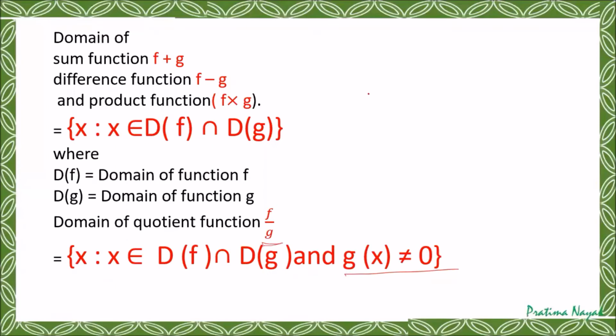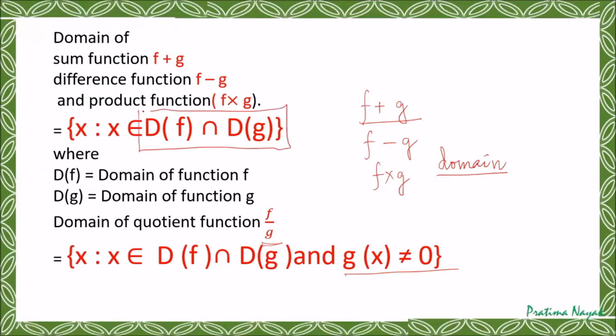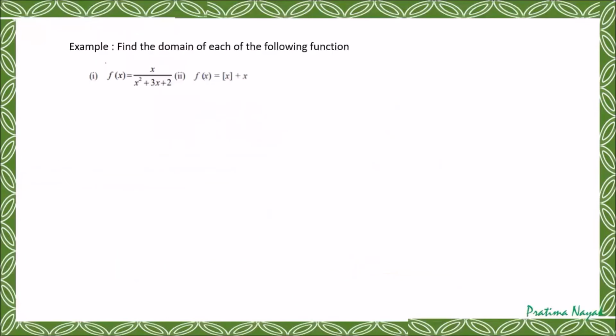So for f plus g, f minus g, or f into g, the domain is the intersection of the two domains. And when it is division, then you will see that the denominator should not be 0, otherwise it is also the intersection of two domains. So knowing all these things, let us go for some questions.